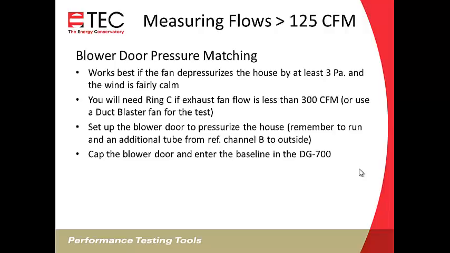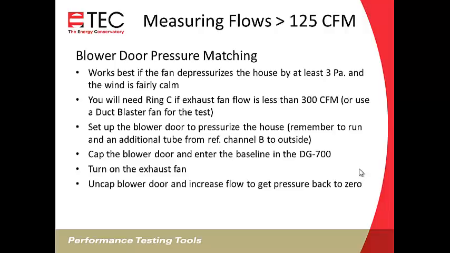So cap the blower door fan and enter the baseline into your DG700, same way you would for a blower door test. Turn on the exhaust fan, uncap the blower door, and increase the flow to get it back to 0. So you're gonna want to read 0 pascals on channel A, and then the flow through the blower door will match the flow through the exhaust fan. You've zeroed out that pressure, and those flows will be equal. So that's an effective method. As long as your house is tight enough and your fan is big enough to depressurize to at least 3 pascals, you'll have pretty good resolution there.